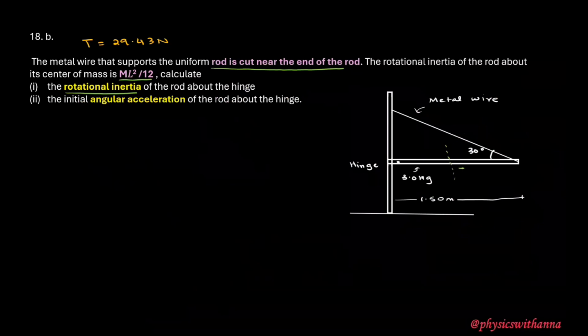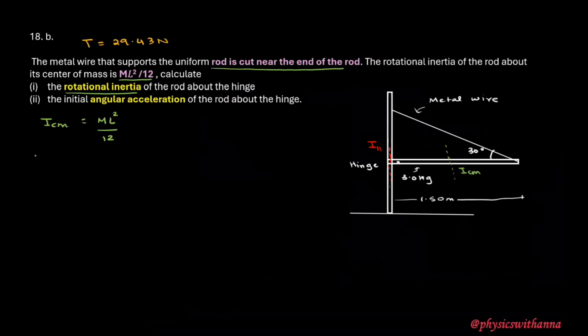So I have ICM, which is rotational inertia about the center of mass. And ICM is given as ml squared by 12. And I need to find the rotational inertia about the hinge. So I need to find the moment of inertia I at an axis which is parallel to the center of mass. So I will call this I parallel.